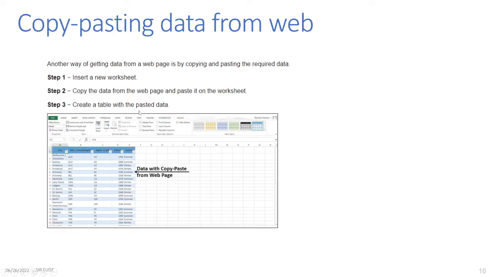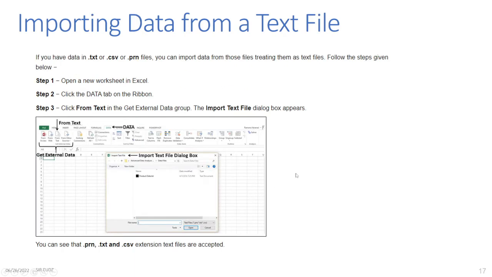Copy pasting data from the web. Another way of getting data from a web page is copying and pasting the required data. Insert a new worksheet, copy the data from a web page and paste it in the new worksheet. Create a table with the pasted data. In reality, you might have to do some cleaning of the data to prepare it for analysis.